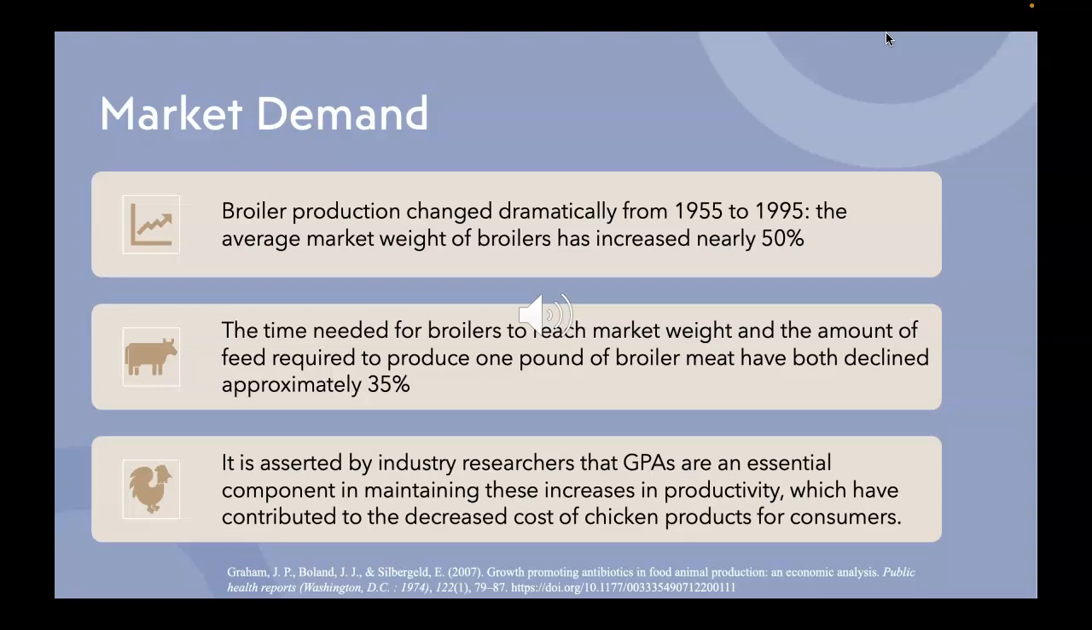1 pound of broiler meat have declined approximately 35%. And it is asserted by industry researchers that these growth-promoting antibiotics are an essential component in maintaining these increases in productivity, which have contributed to the decreased cost of chicken products for consumers.